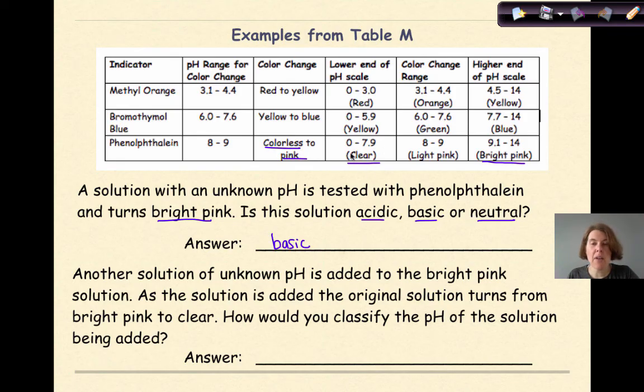So I would say from 0 to 7.9, if it's turning clear, we're looking more at an acidic or potentially neutral solution. So I'm going acidic, potentially neutral, because this whole range goes from 0 to 7.9, and we know that 7 is neutral.